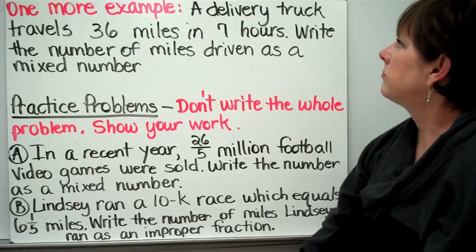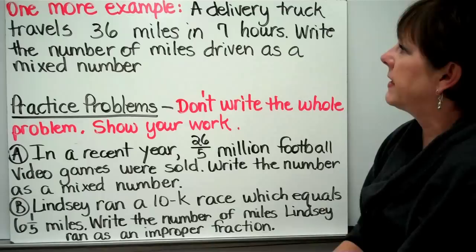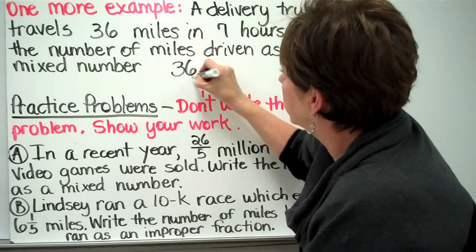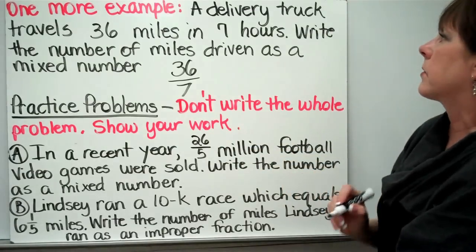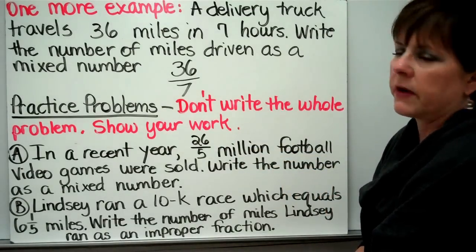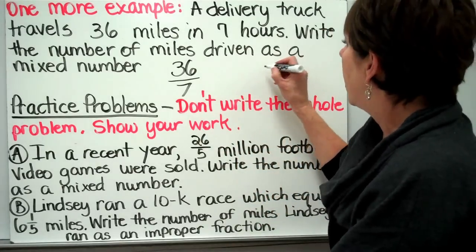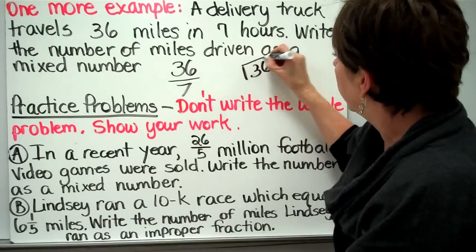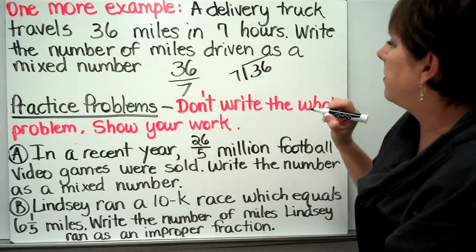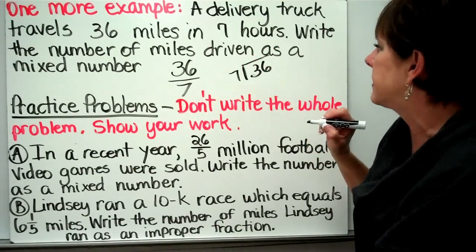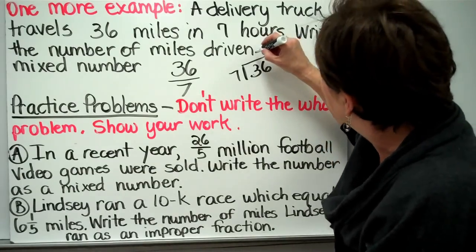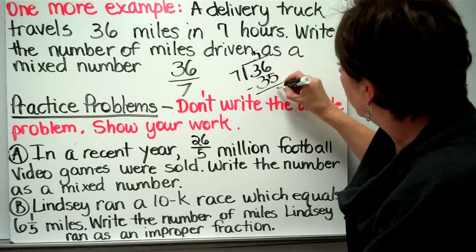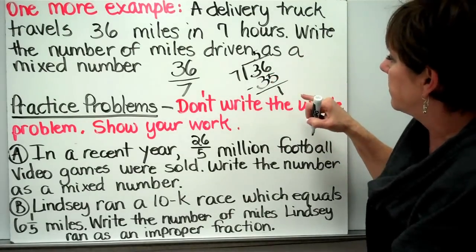One more example. A delivery truck travels 36 miles in 7 hours. Write the number of miles driven as a mixed number. All right, we'll take 36 divided by 7. Let's see, how many times could 36 be divided by 7? Well, I know 5 times 7 is 35. Yep, that'll work. 1 left over, there's nothing left to bring down.